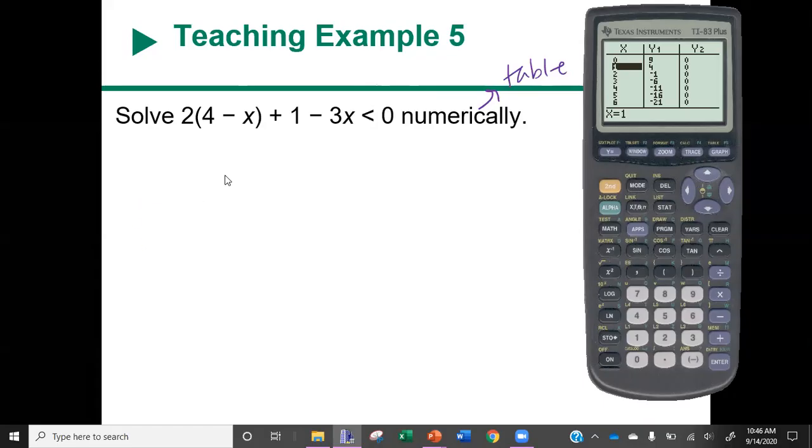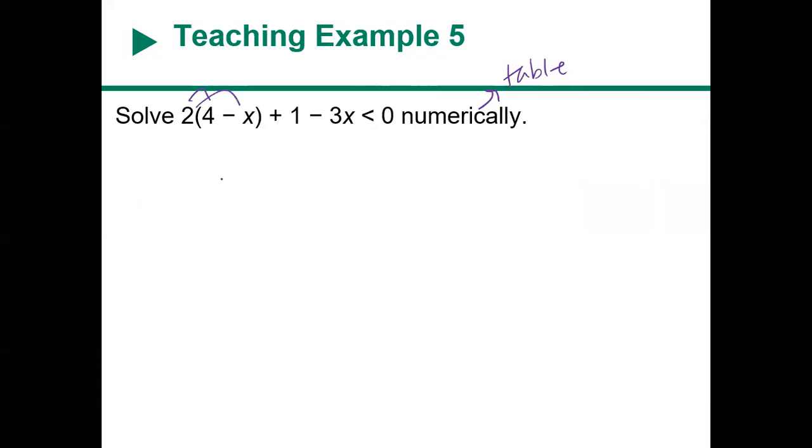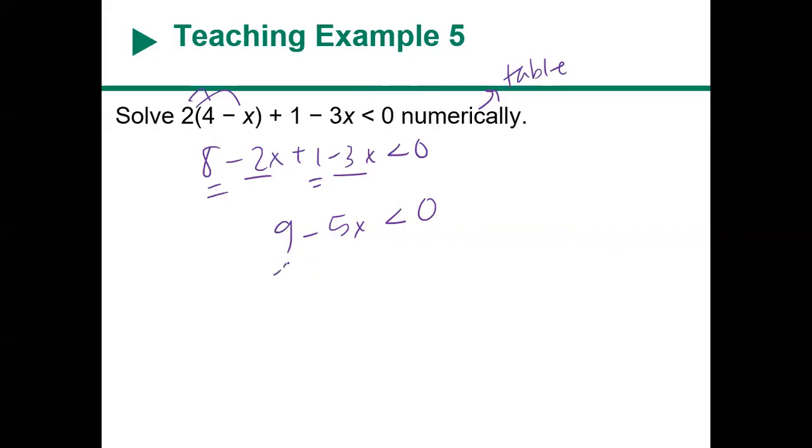Again, can you still just solve this symbolically? Yes, you can. You get your 8 minus 2x plus 1 minus 3x. Combine your like terms. You get 9 minus 5x less than 0. Then you subtract your 9, you get negative 5x is less than negative 9, divide by negative 5, divide by negative 5, and you get x is greater than 9/5, which equals 1 and 8/10.